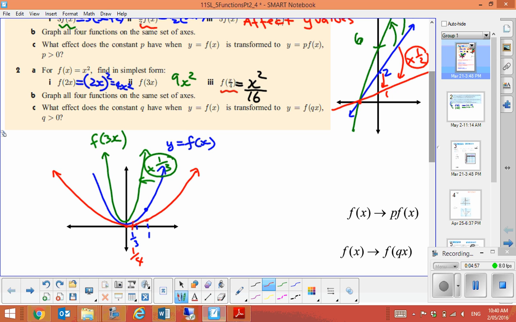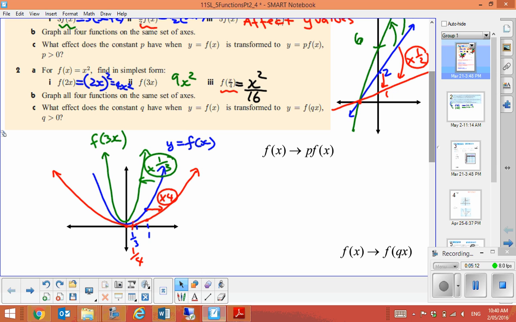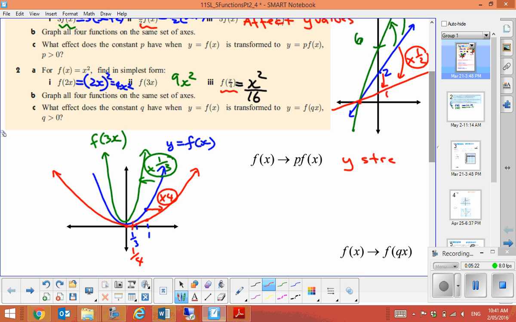So this one is the opposite of the y stretches. So to come out from here, we're doing a stretch in this case of 4. So when we have the constant, the value out the front of our f of x notation, it's affecting the y values. It's a y stretch. And the stretch was the same as the number in front, with a scale factor of p.